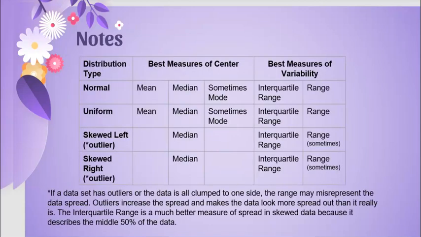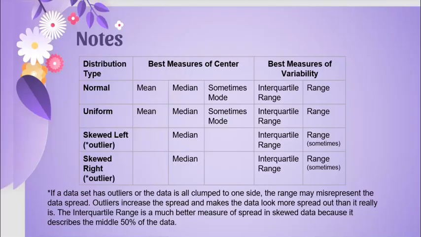This table puts everything in order and organizes it. It would be something that you might want to keep or copy, because this will show you exactly the best measures of center and the best measures of variability.